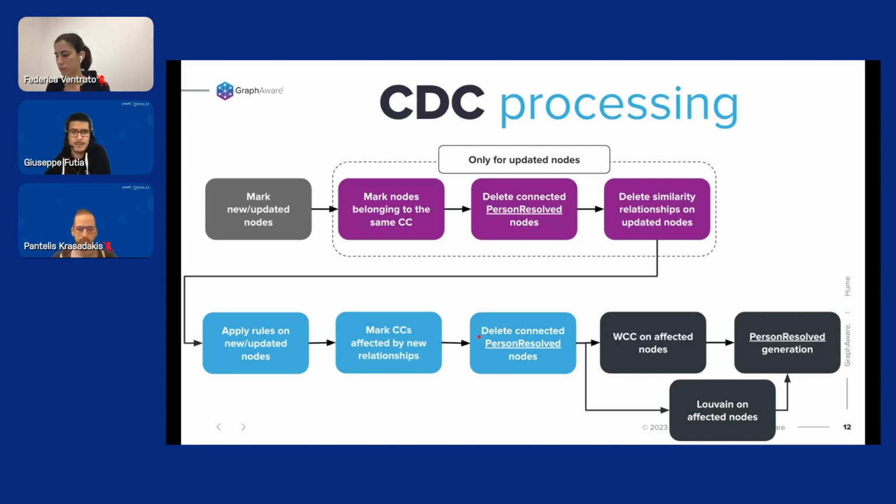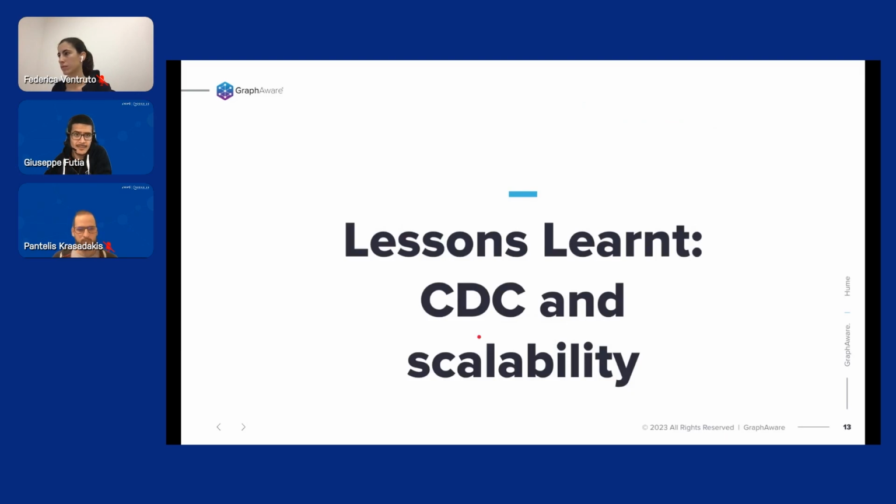For instance, we can remove the similarities because they may no longer be valid after this updating step. While the blue blocks are triggered for both new and updated nodes, with the goal of marking the subset of nodes that must be processed using WCC and Louvain. So basically, only the affected subgraph will be reprocessed using these specific algorithms. So I will leave the stage to Federica. Let me unshare the screen.